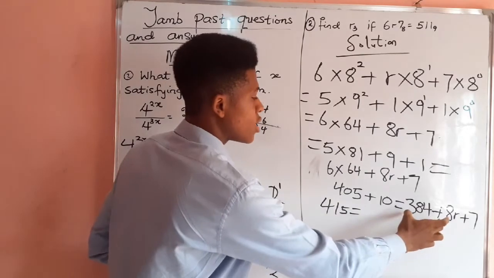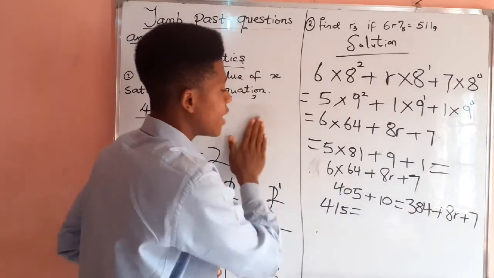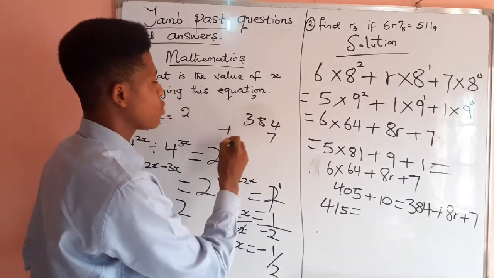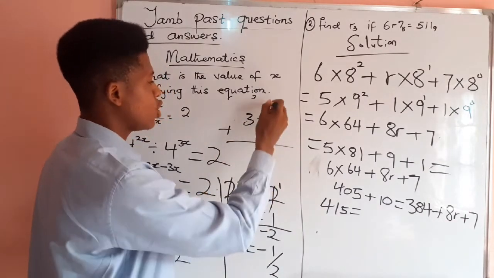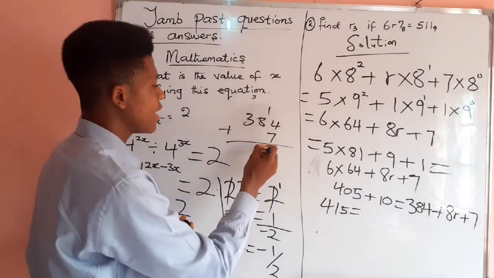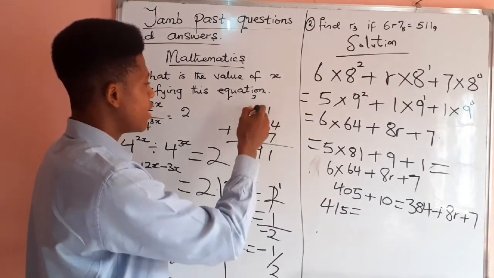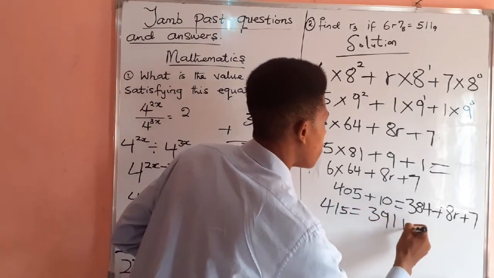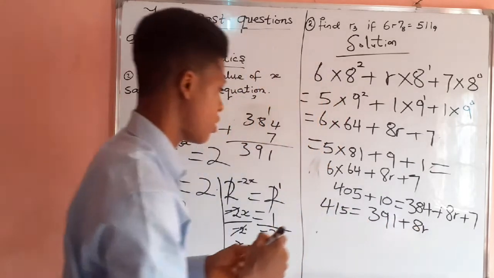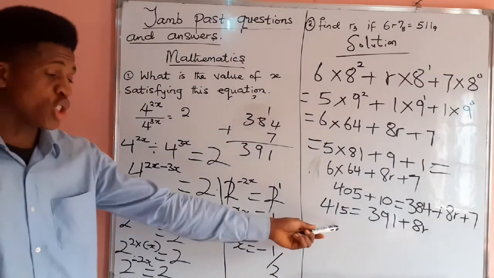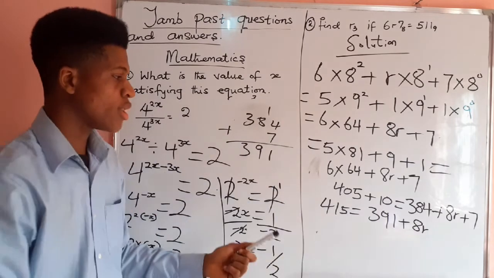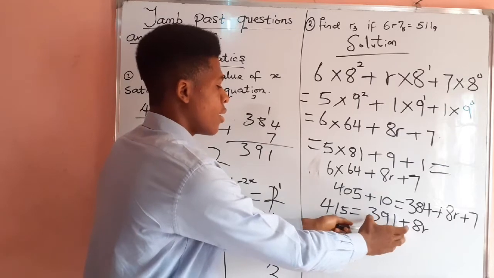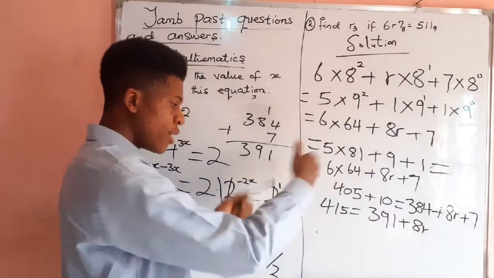So let's just solve this. 384 plus 7. Of course, we know is what? Let me just put everything down. This is 11. You carry 1, put here. 1 plus 8 gives us 9. 9 and then 3. 391. So 391 plus 8R. Of course, from this stage, we know what we have to do, right? We have to collect like terms. 415 and 391 are similar. So of course, 391 has to move over to this side.